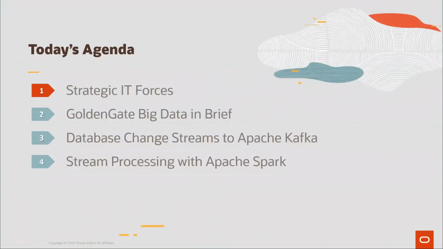For our agenda, we'll begin with a look at the significant and strategic forces that are shaping IT data management, in particular the drive towards distributed data processing. Next, we'll provide a quick refresher on Oracle GoldenGate and how that fits with this modern data approach. Then we'll deep dive into some very interesting patterns that we're seeing from customers who tap into database change events and propagate them into big data streaming environments like Apache Kafka. And finally, we'll wrap up with a quick look at the stream processing capabilities that come with GoldenGate.